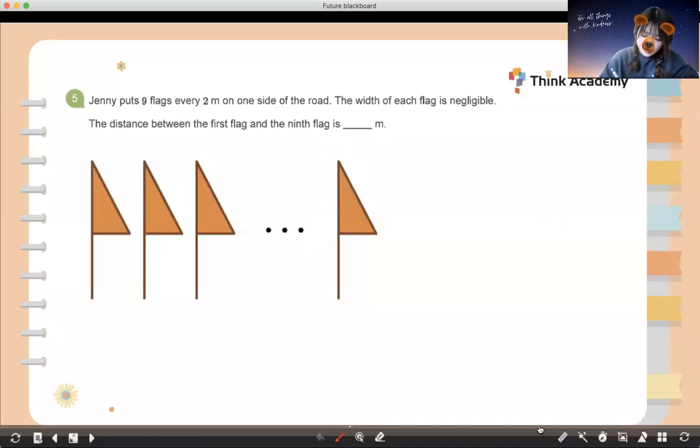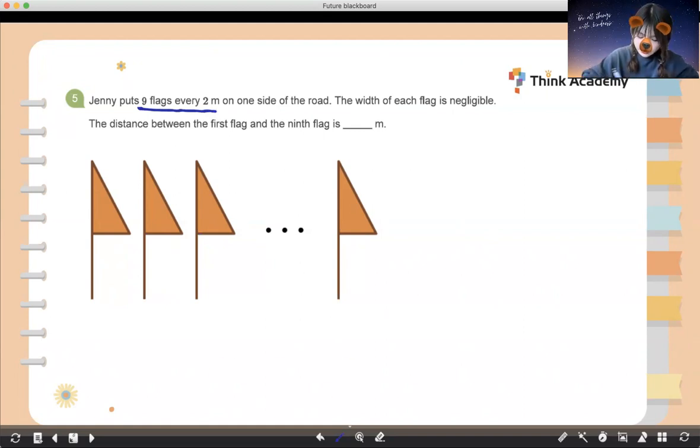So we have Jenny putting 9 flags every 2 meters on one side of the road. And the width of the flag, we don't need to look at it, okay? We want to know the distance between the first flag and the 9th flag. So first of all, we need to figure out what the spaces in between are, right?